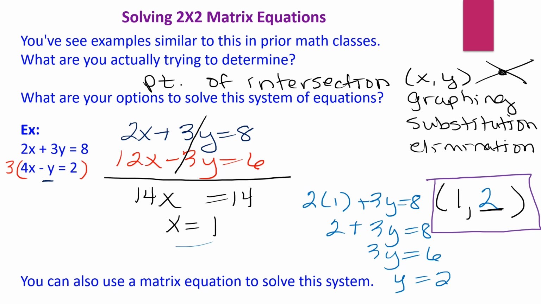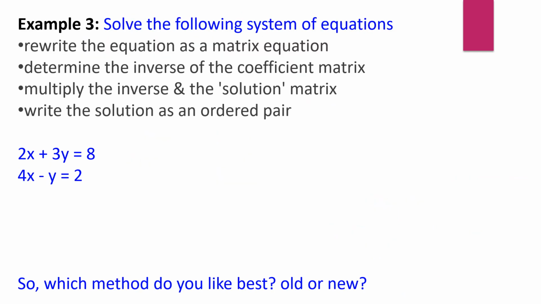Okay, in our next slide, we're going to learn how to use a matrix equation to solve this exact same system. So, exact same system. We have 2x plus 3y equals 8 and 4x minus y equals 2. The first step says write the equation as a matrix equation. Next, it talks about a coefficient matrix and a solution matrix, and finally get an ordered pair as a solution.